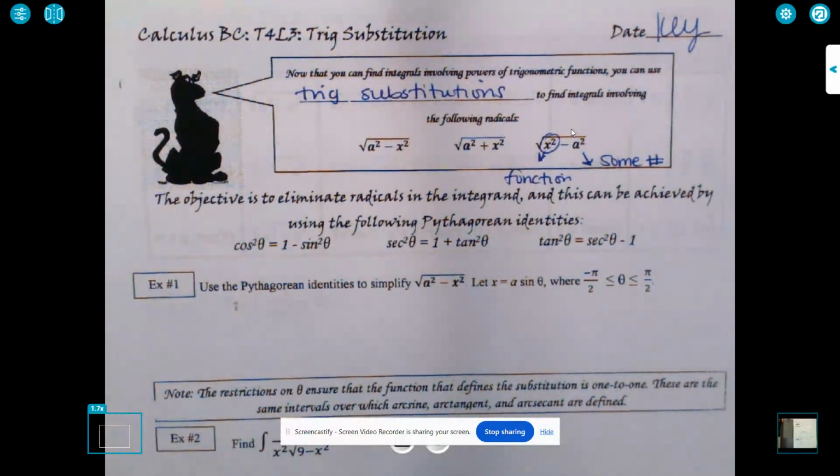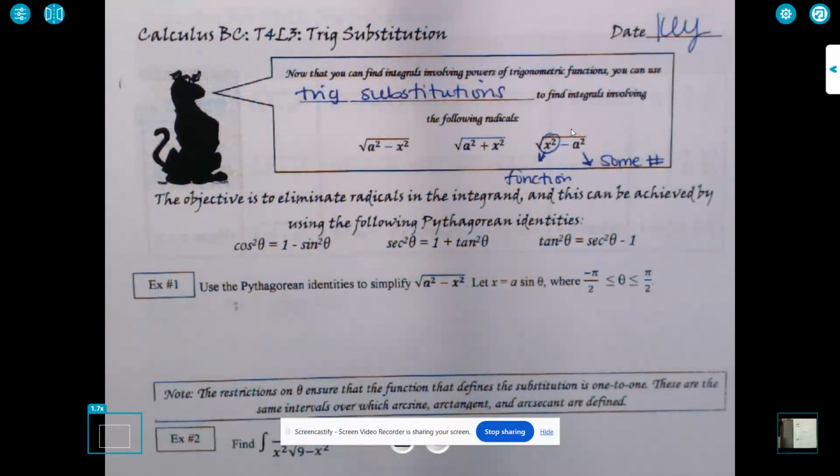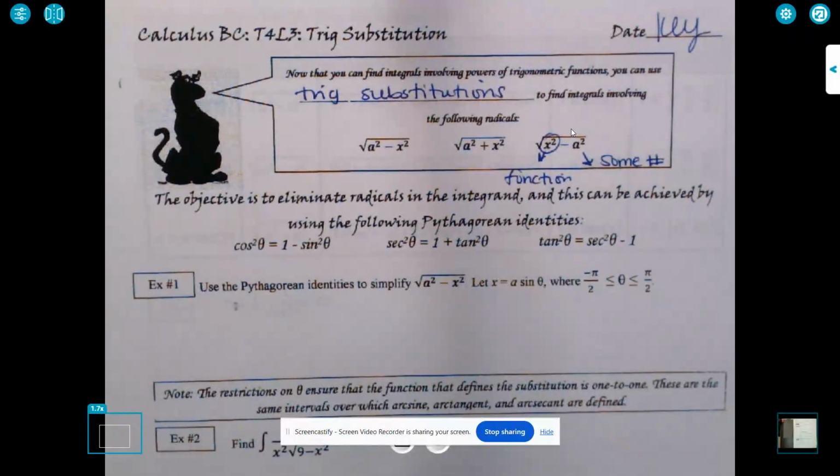Hopefully that's better. Okay. All right, so we're going to talk about trig substitution. So now that you can find integrals involving powers of trigonometric functions, which was test 4, lesson 2, you can use trig substitutions to find integrals involving the following radicals: the square root of a squared minus x squared, the square root of a squared plus x squared, and the square root of x squared minus a squared, where x is your function and a is some value.